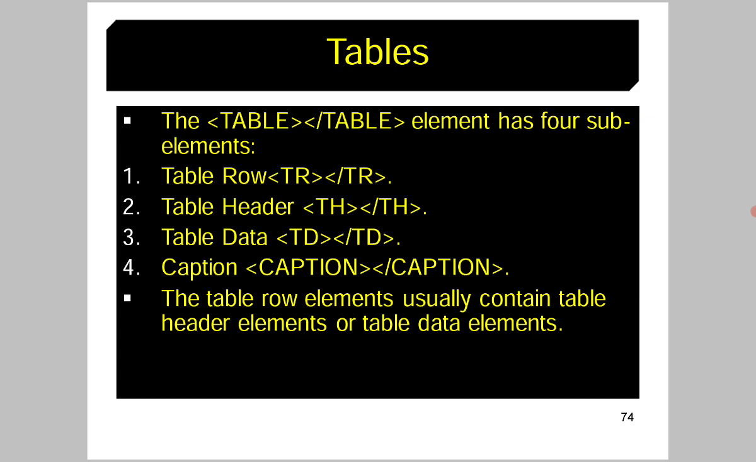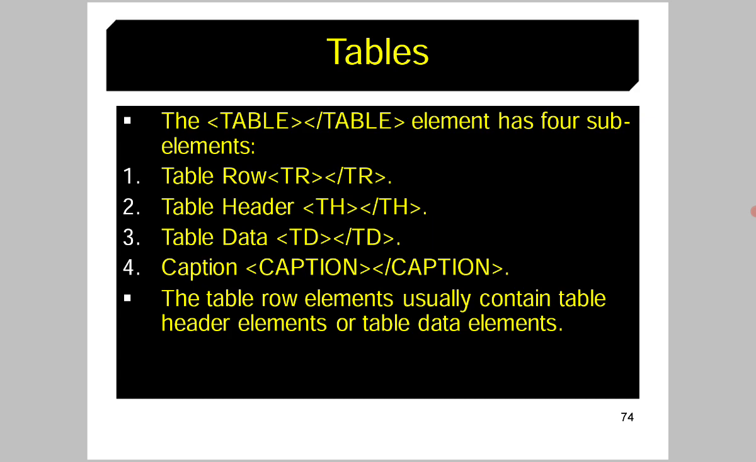So the table tag is used to create tables. The tr tag is used to create table rows. The th tag is used to give table headings, or headings to a table. And the td tag, td means table data, is used to create table data in table cells.